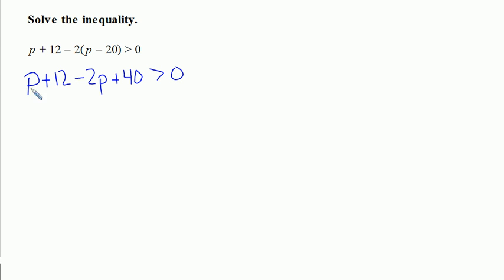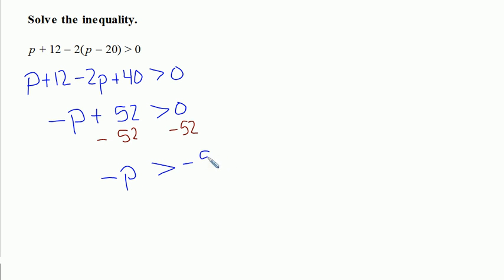Let's combine like terms. I notice I have a p and a negative 2p. 1p minus 2p is negative 1p, or just negative p. I have a 12 and a positive 40. If I add those together, I get 52. So negative p plus 52 is greater than 0. I'm going to go ahead and subtract the 52 from both sides because I'm trying to isolate this negative p-value. And the result there is negative p is greater than negative 52.